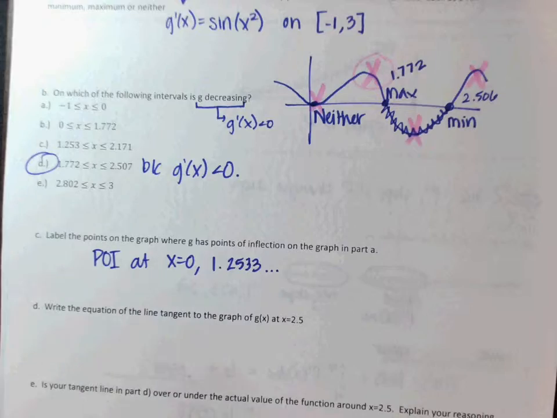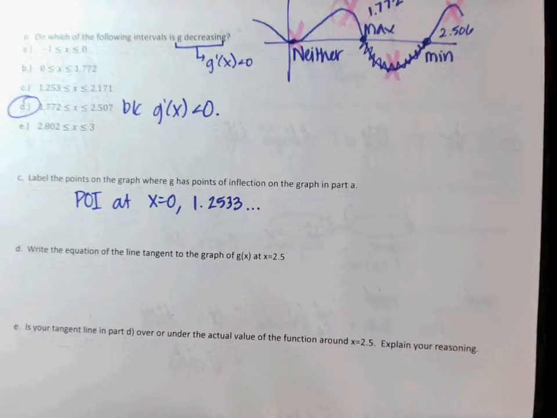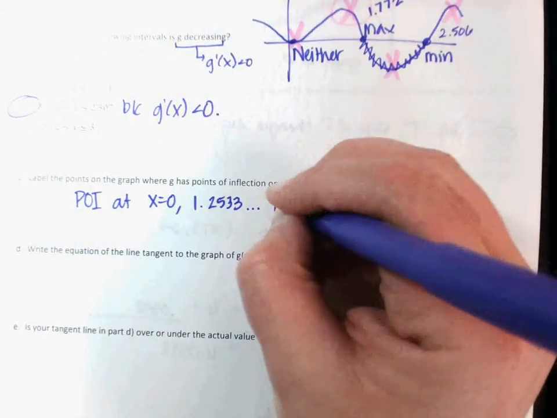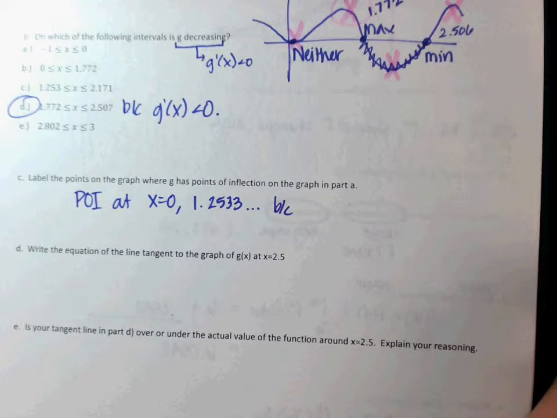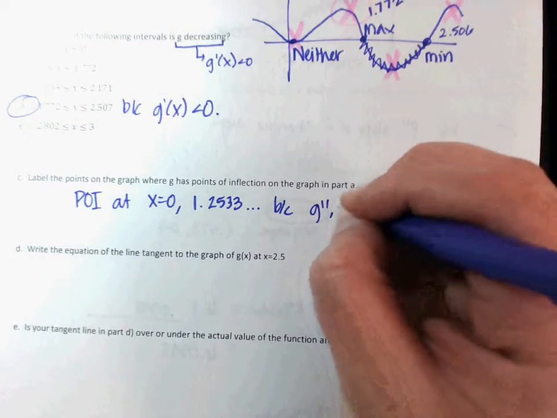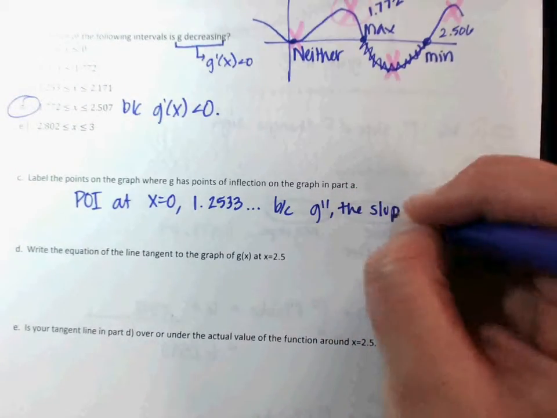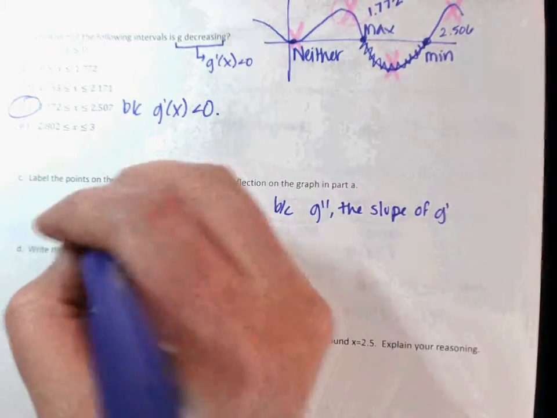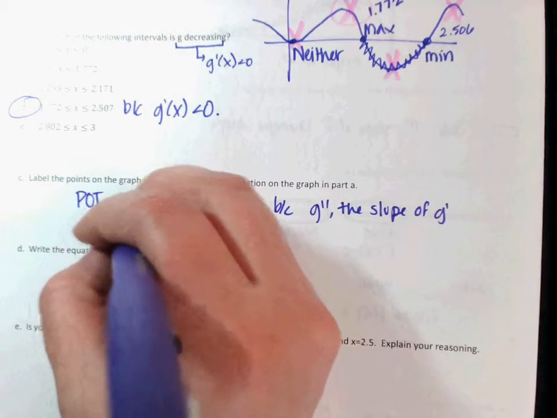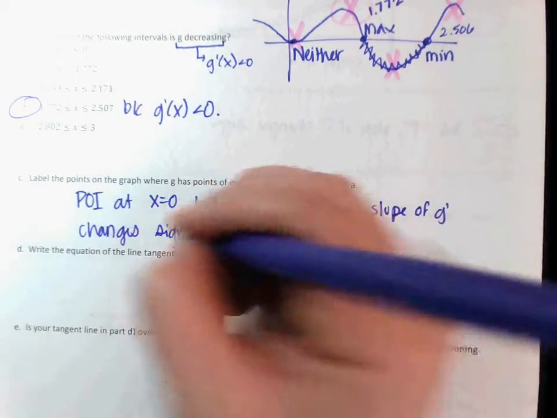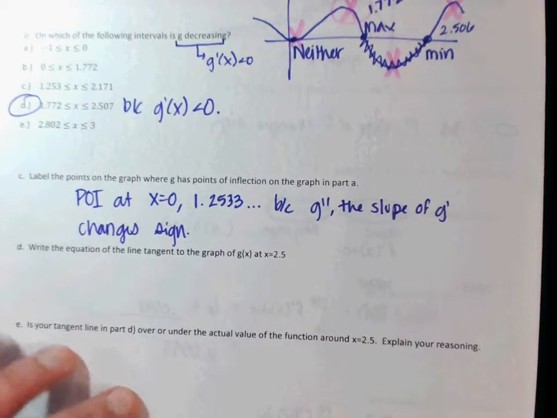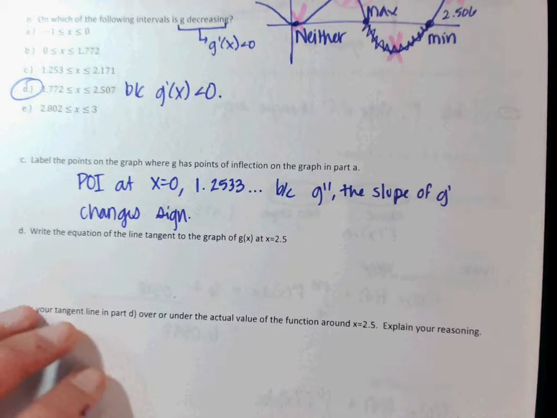Now let's say that it asked you to justify why. What would you say? What would you put? Because g double prime, the slope of g prime, changes sign. Okay. Camille, do I need to hear what you said? It sounded smart.